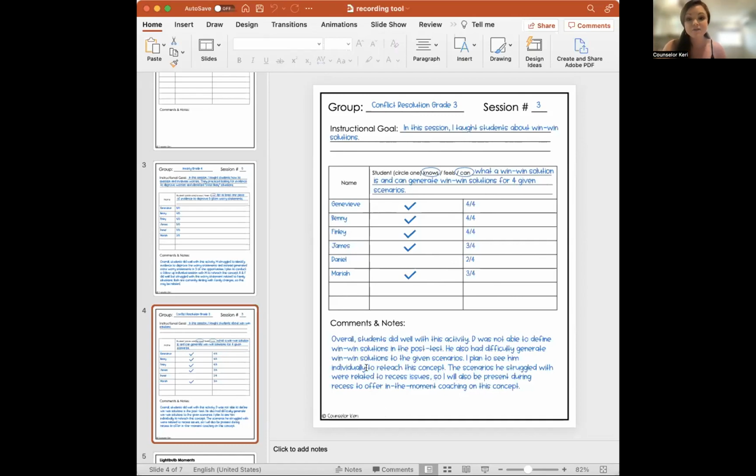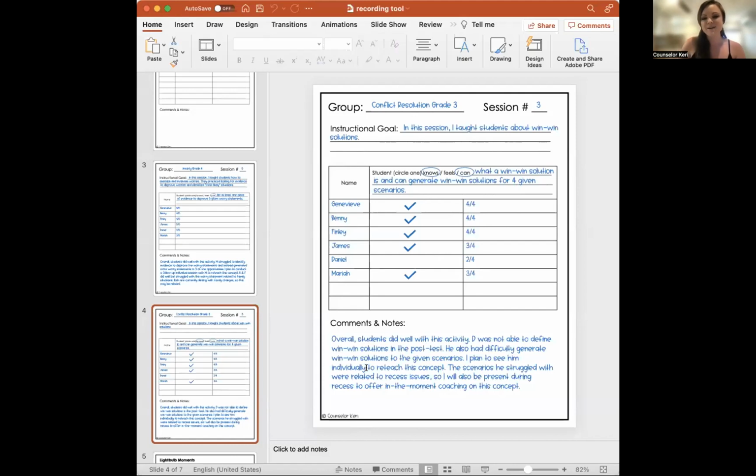So maybe he got 2, he did great coming up with win-win solutions for things in the classroom or things at home with friends. But when it comes to recess situations, it was like, nope, can't do it. He wasn't able to get there. So he might need some more present in-the-moment coaching with that. Being out there at recess with him is just giving me an idea for how to help this particular student grasp the concept.